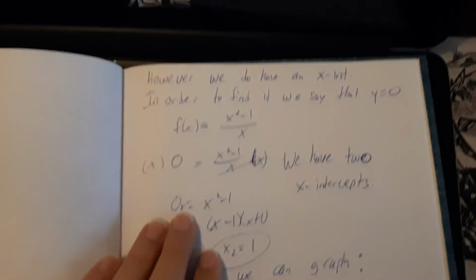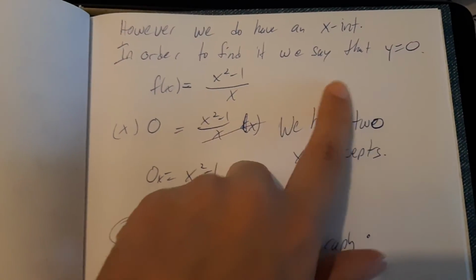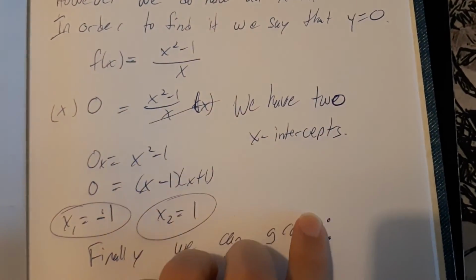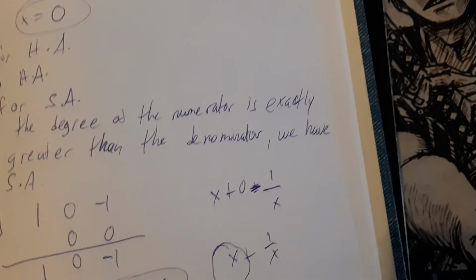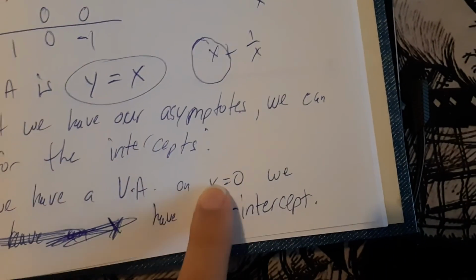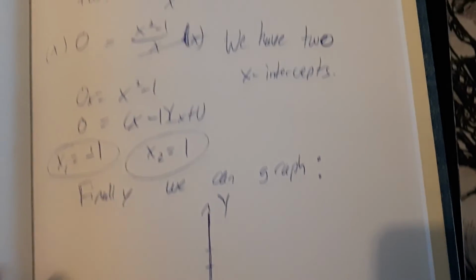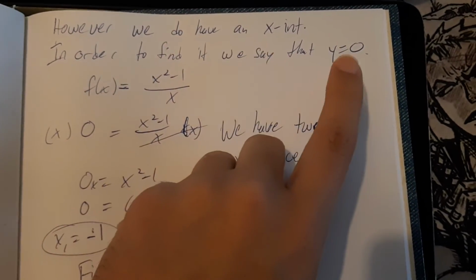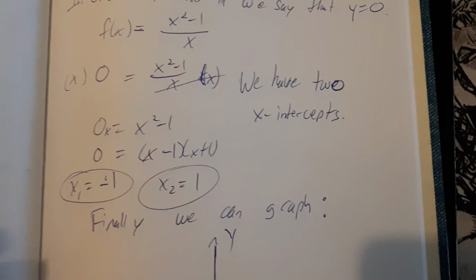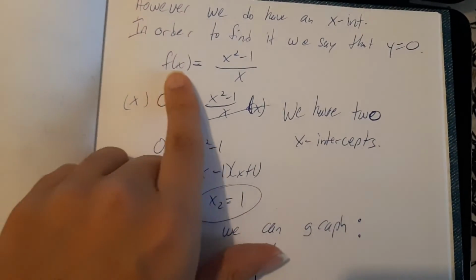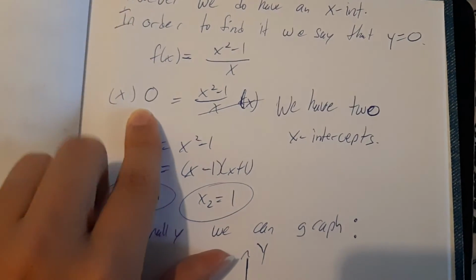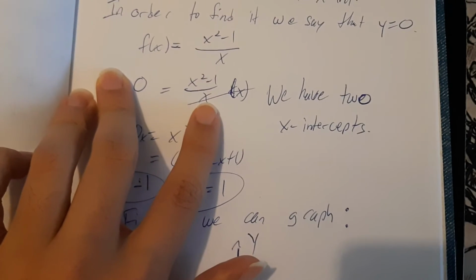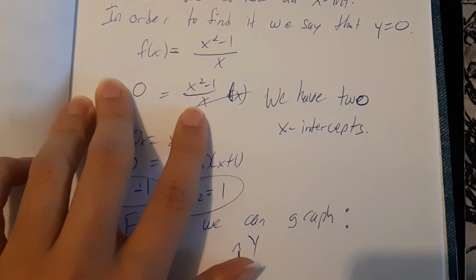Now, for the x-intercept, we say that y must be equal to 0. So, to find the y-intercept, we say x is equal to 0, and to find the x-intercept, we say that y is equal to 0. Old news, but just reviewing. So we have our original equation, and we say this must be equal to 0: 0 is equal to x squared minus 1 divided by x. Now we just solve for x. How do we do that?